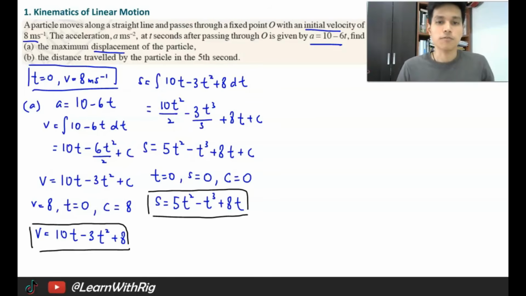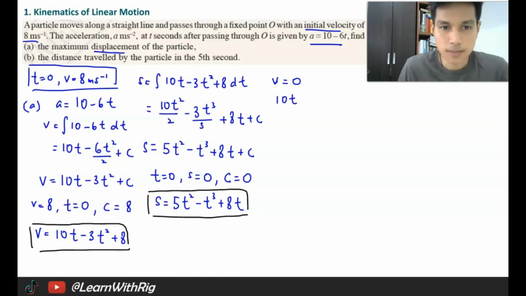Now that you have found the function, now we can solve the question. The question asks for maximum displacement. So I told you all before, when you want to find maximum displacement, your velocity equals 0. So use your velocity function, 10t minus 3t square plus 8 equals 0. So you can factorize this.